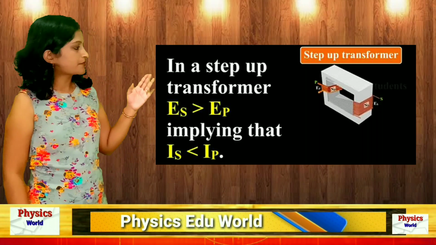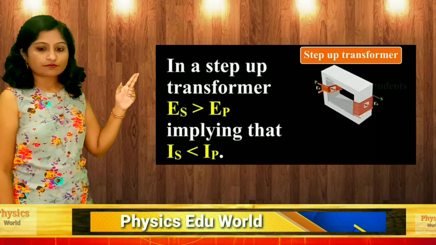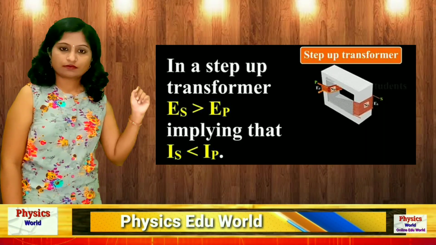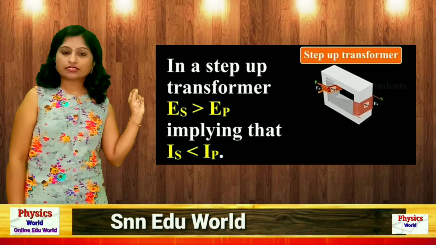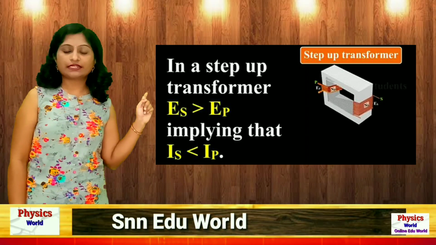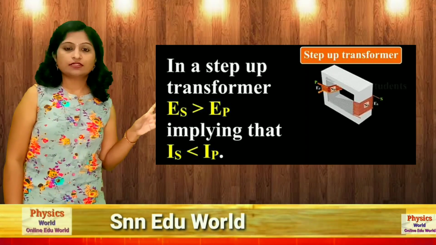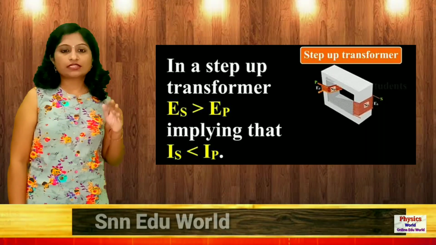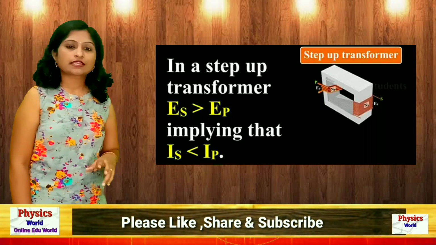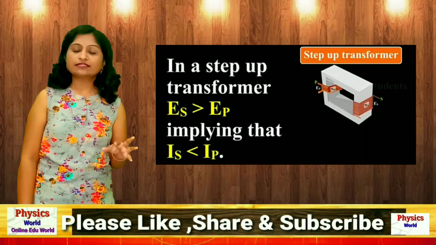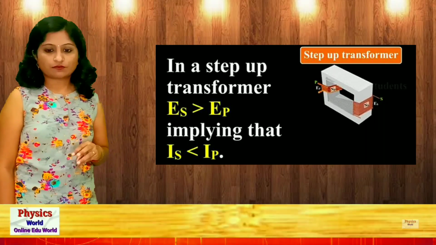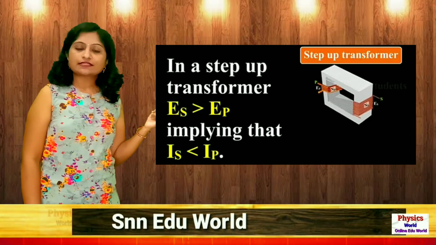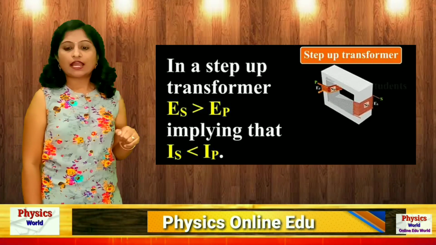Now here see, in step up transformer, ES must be greater than EP. Means the induced EMF in the secondary coil will be greater than the EMF in the primary coil. So here in the transformer, the EMF is increased in the secondary coil. Therefore, it is named as step-up transformer. Okay. So, due to this, what will happen? IS will be lower than the IP.